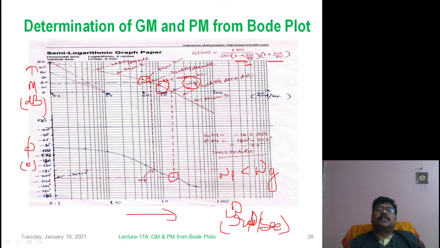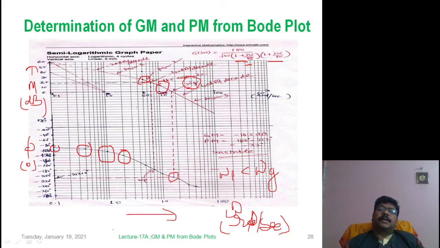So asymptotes 1, 2, 3, these three asymptotes form the Bode magnitude plot, while the phase angle for the range of the frequency as shown in the table we have to mark like this. These have been marked here, you can see easily. After this drawing, to know the gain margin and phase margin, locate the gain crossover frequency and phase crossover frequency.